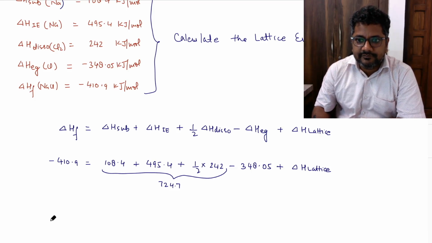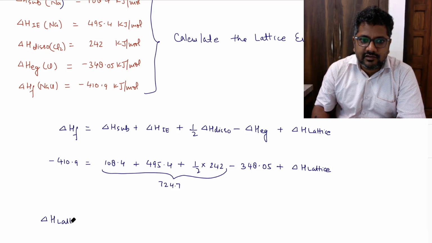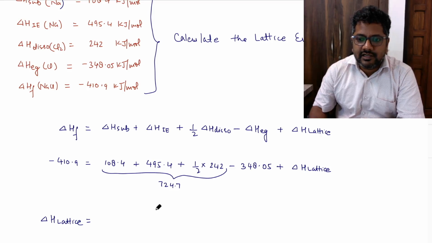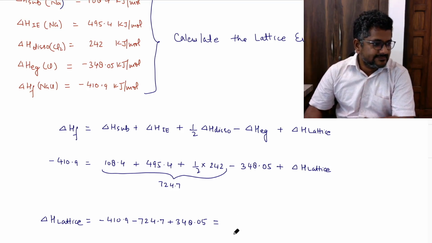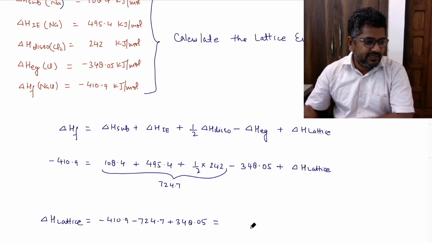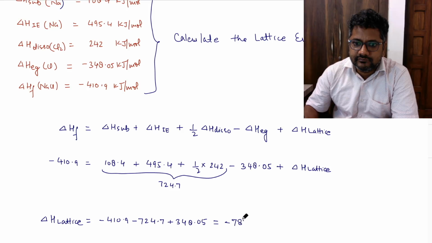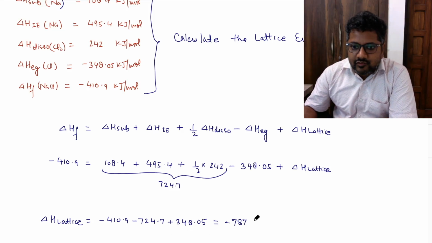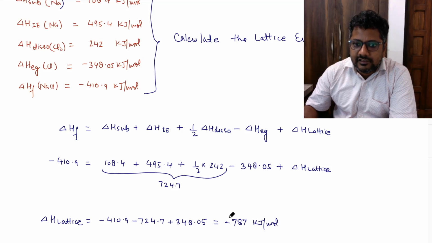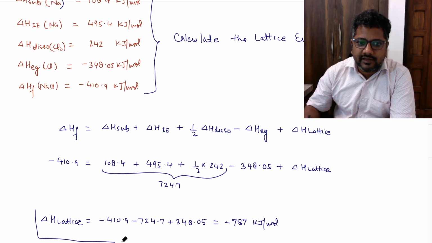So we can write here delta H lattice is equal to minus 410.9 minus 724.7 plus 348.05. So this will give you how much? Minus 787, okay, kilojoules per mole. So it means this amount of energy is released.